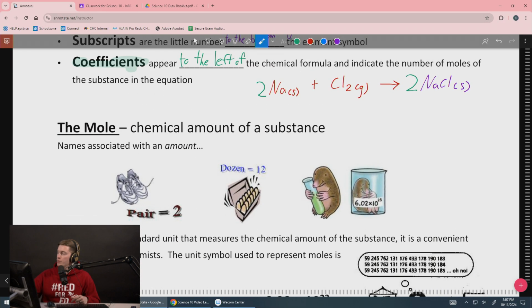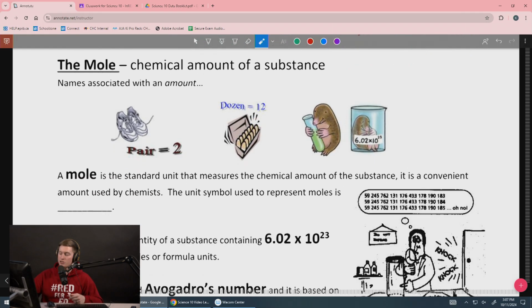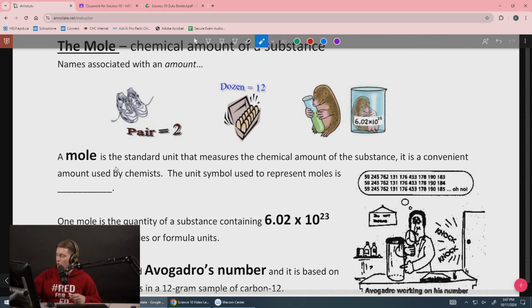This word mole, which is right here, a mole is the chemical amount of a substance. It's a group of molecules, basically. It's also a specific number at the same time. If I say a pair of shoes, you know I'm talking about 2 shoes. If I say a dozen eggs, you know I'm talking about 12 eggs. Well, a mole is a very large number. A mole represents 6.02 times 10 to the 23 molecules or particles. A mole is the standard unit that measures the chemical amount of the substance. It is a convenient amount used by chemists.